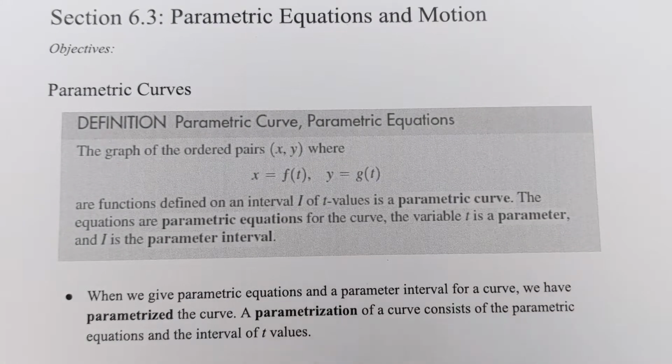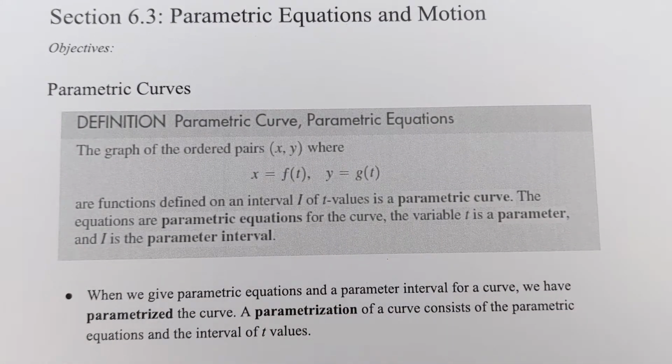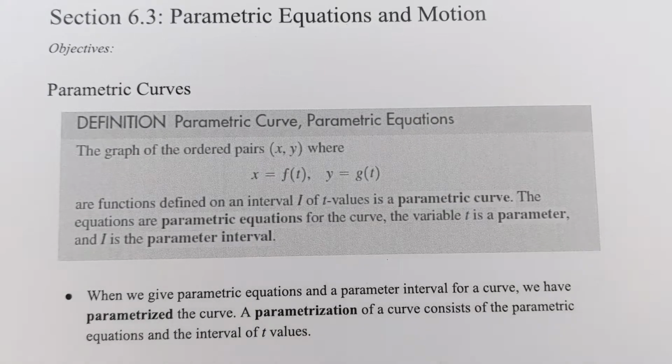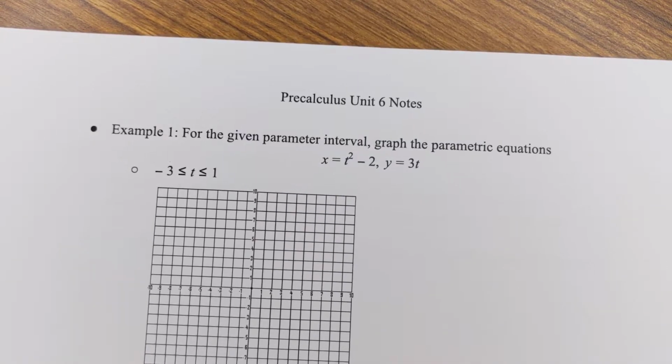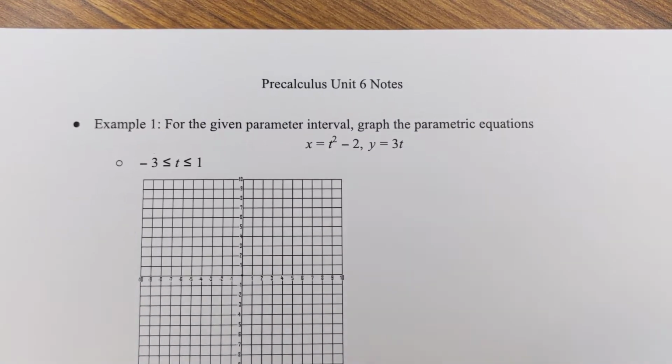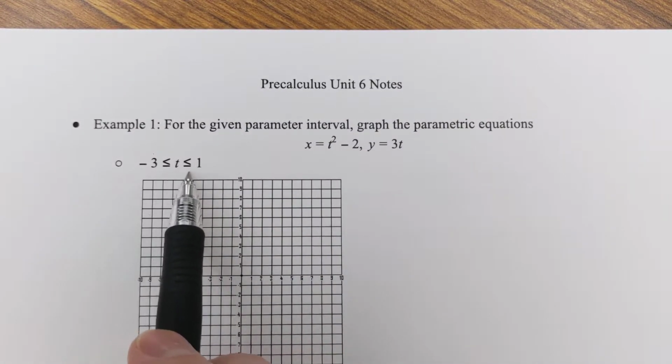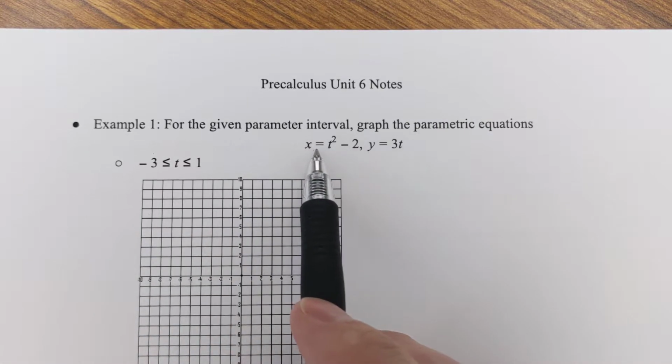So typically this happens if you define x and y in terms of a third variable t. When we give parametric equations in a parameter interval, we have parameterized the curve. Our parameterization of a curve consists of the parametric equations and the interval of the t values. So lots of words there. Okay, so example one: for the given parameter interval, so that's this stuff here, graph the parametric equations.